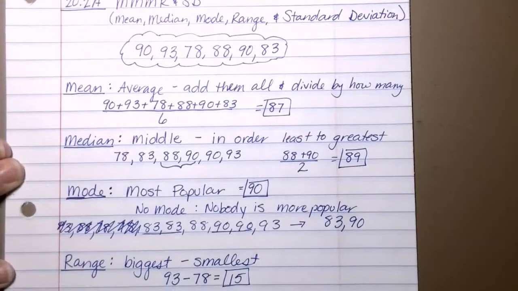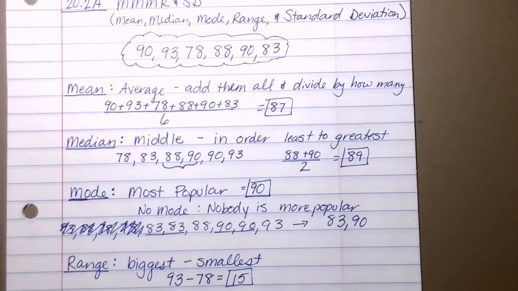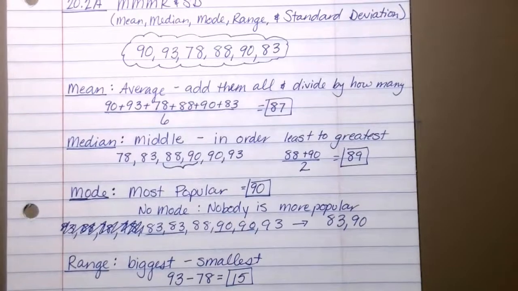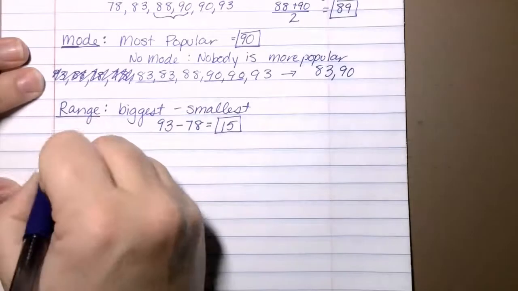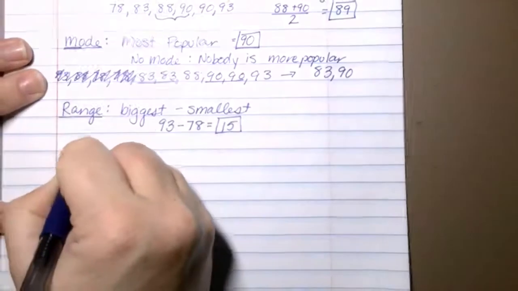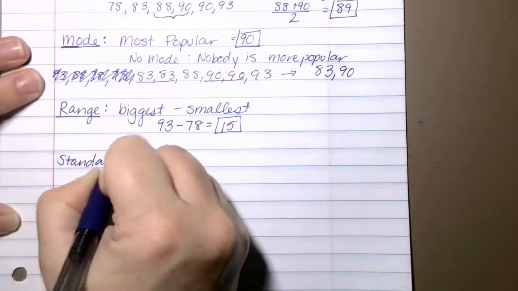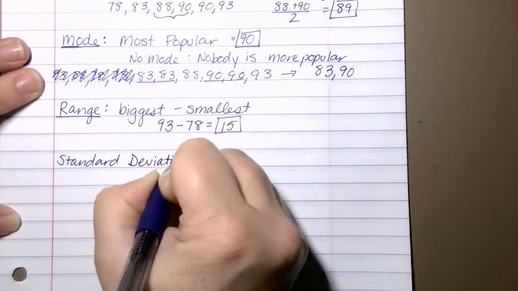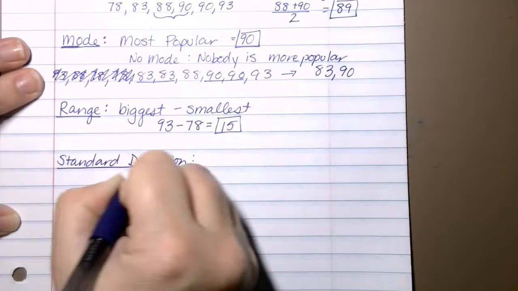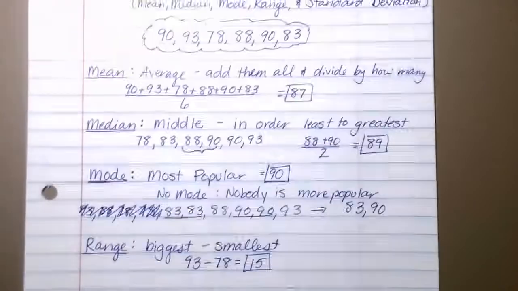And the last thing we have to do is the standard deviation, which is a little bit of a pain in the tush, but we'll get through it. Standard deviation is the most involved calculation of all of these. You are absolutely going to need your calculator. So, I should go back for a minute and just give you a little bit of notation.